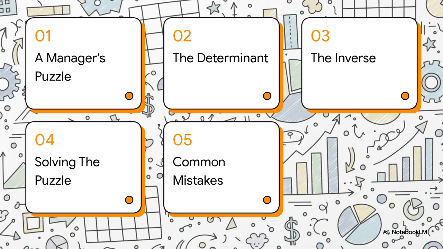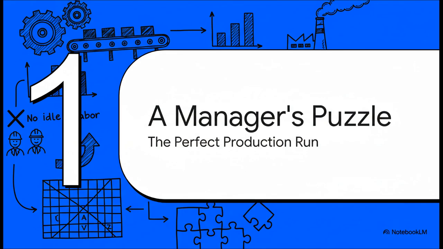So, here's our game plan for today. We're going to start with a classic management problem, something you'll definitely face. Then we'll start building our mathematical toolkit, starting with a crucial first step, a sort of diagnostic test called the determinant. After that, we'll uncover the key that actually unlocks the solution. That's the inverse matrix. And then we'll put it all together to solve our business puzzle. And to wrap it all up, we'll go over some common mistakes to look out for, because believe me, getting this right is absolutely crucial. Okay, let's dive right in.